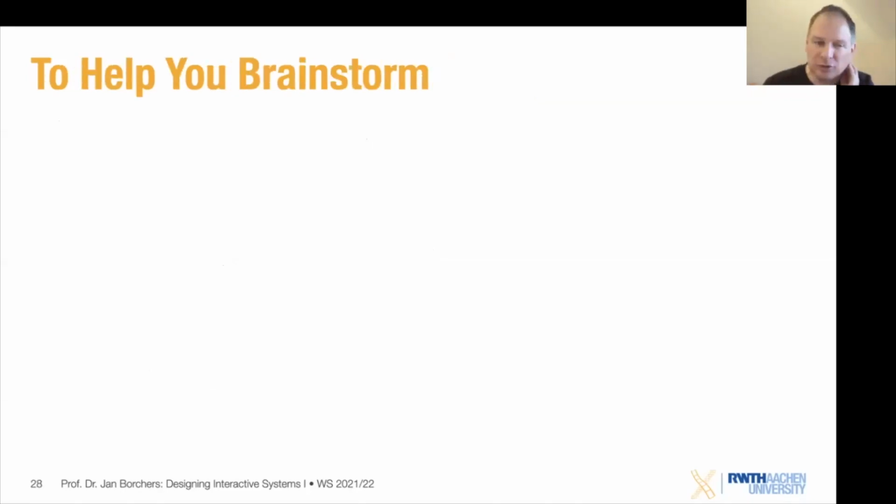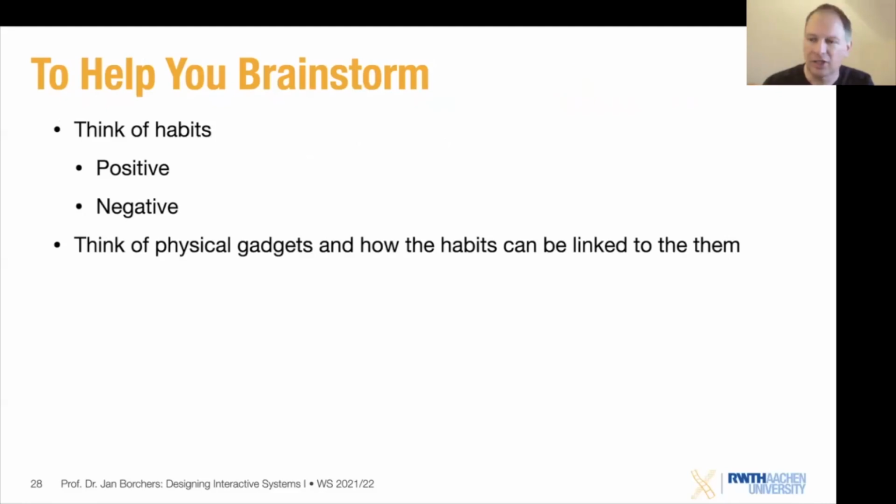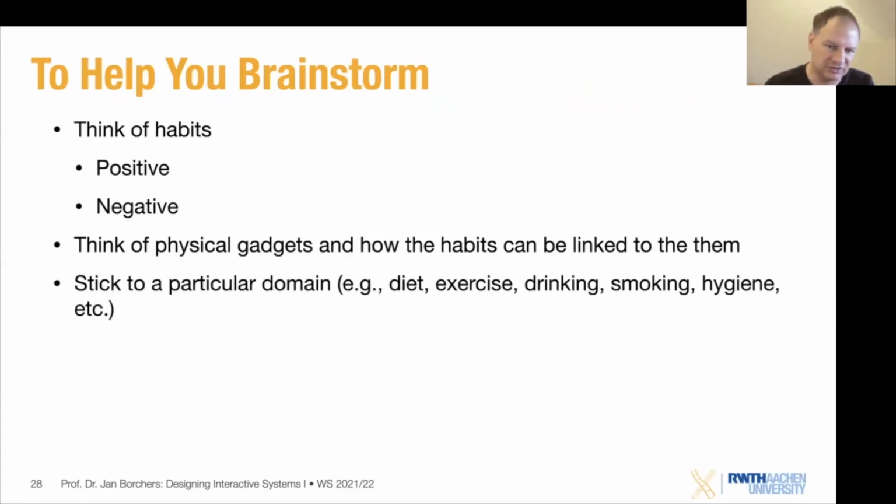To help you do a brainstorming, it helps to think about a couple of habits. For example, positive or negative habits, or physical gadgets, and how the habits can be linked to these particular gadgets. And since you want to stick to a particular domain, like diet or exercise, drinking, smoking, hygiene, whatever. In these kinds of things, it helps you to answer a couple of questions. So if you're struggling with ideas for how your system looks, ask yourself instead, who could be possible users? So for example, part of your brainstorming could be about, let's think about all the kinds of users who will be using our system. And then you can think about normal personas or very crazy ones.